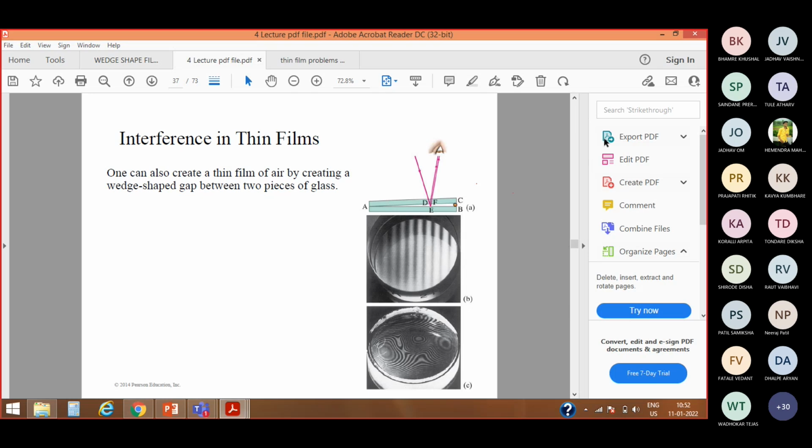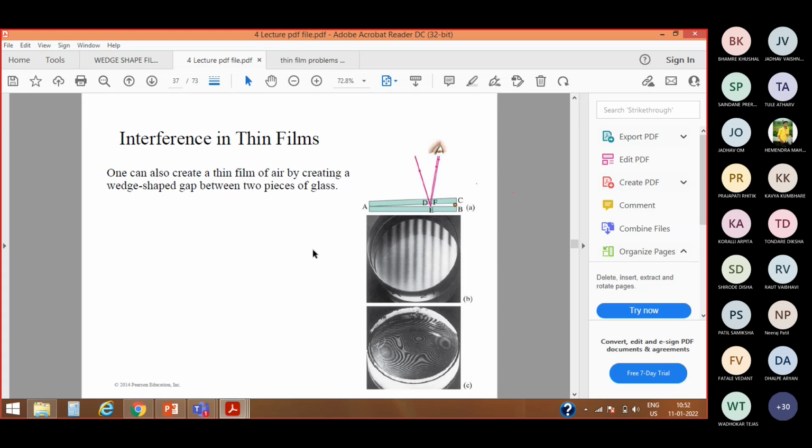Okay, the medium here is air, but you can take any other medium such as water or oil. In that case, only the refractive index of the medium changes, but you will get such kind of fringes. Okay.